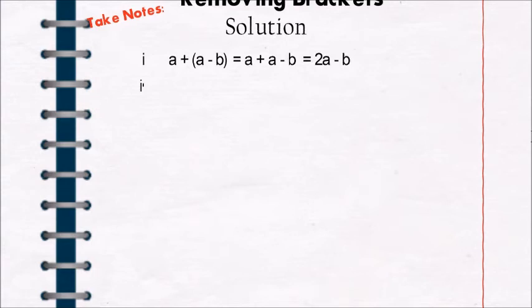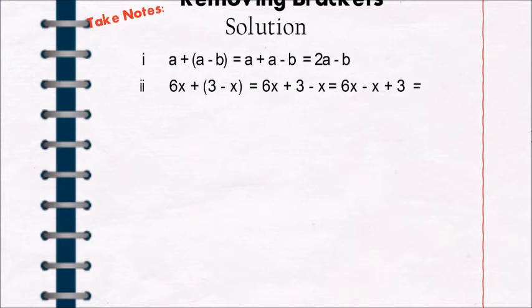Number 2, 6x plus open bracket 3 minus x close bracket. If we remove the bracket on this, we have 6x plus 3 minus x, and we collect like terms. That would mean we have 6x minus x plus 3. Now 6x minus x leaves us with 5x plus 3.